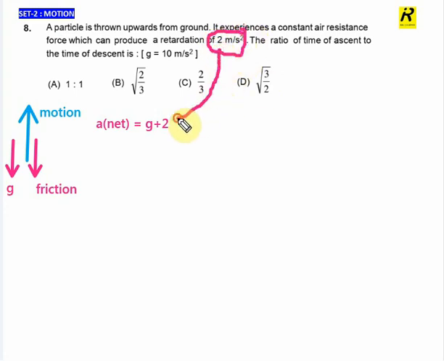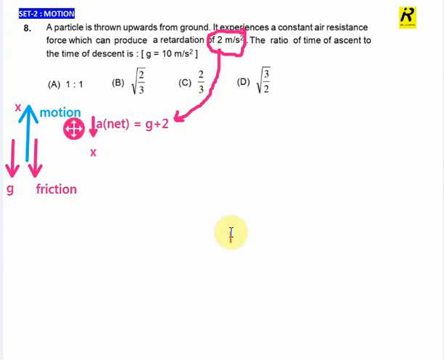So I am using that 2 in my calculation. Now this value is g plus 2, which is acting downward. So net acceleration is downward. Remember, net acceleration is always acting downward in our situation. Well, so this is the net acceleration. Now I find the displacement made in upward direction. So the displacement made in upward direction is x.